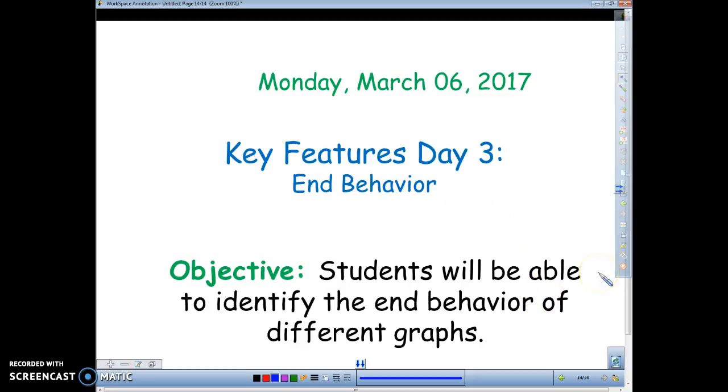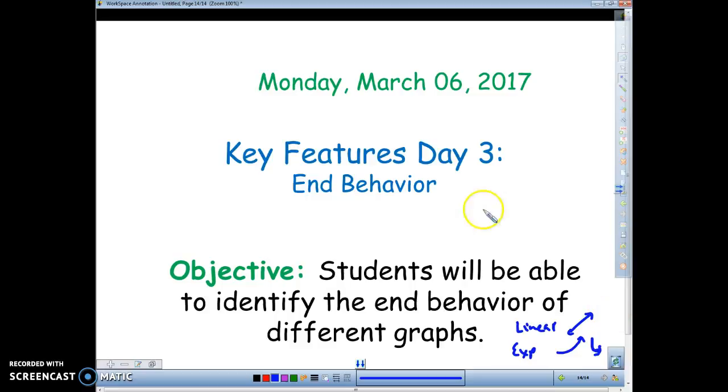Today we're going to talk about end behavior, and our objective is to identify end behavior of different graphs. The two types of graphs that we're going to be working with are linear functions, specifically straight lines, and exponential functions, which either grow or decay, with an image like this. If they're flipped, they'll look similar to this. I swear that's exponential decay.